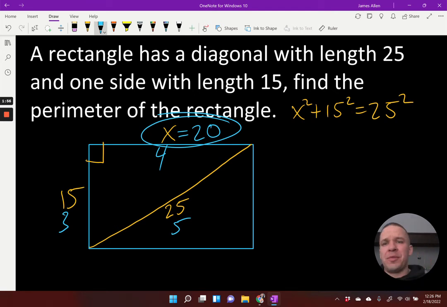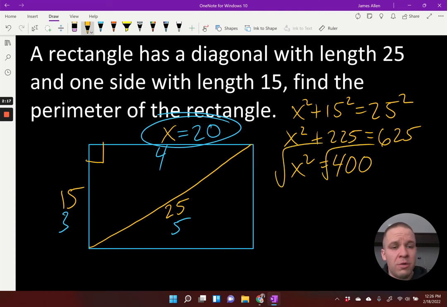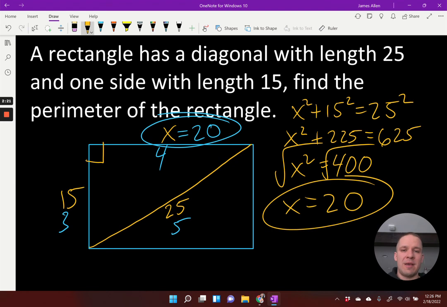Would we get the same thing with Pythagorean theorem? I'm thinking we would, right? We should. Let's work it out. So x squared plus 225, just in case you don't believe me, right? It's okay to ask, it's okay to doubt. I'm never wrong, though. I'm wrong sometimes. All right. I got x squared equals, and then if I subtract that, I'm going to get 400. And then if I square root that, x equals 20. Either way, I get the same answer.